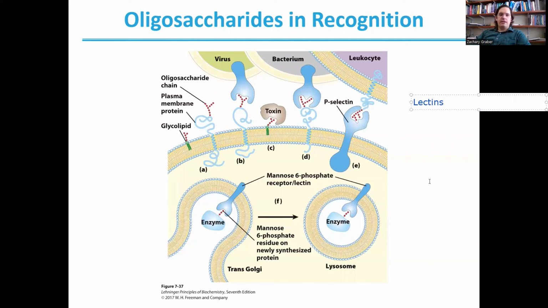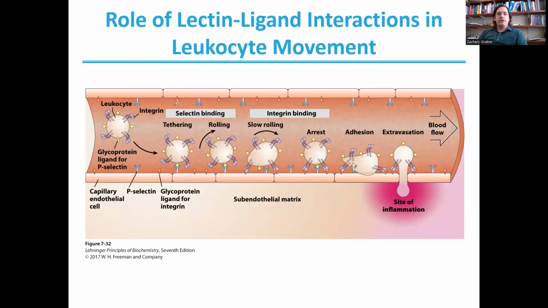You'll notice for each of these different interactions that I highlighted earlier, we have a variety of different proteins that are binding to those carbohydrate chains listed in red. We'll have different varieties of lectins used for binding to different carbohydrates. Notice we have P-selectin as our lectin here, binding to that carbohydrate of our leukocyte. This P-selectin is critical for targeting our white blood cells to sites of infection.